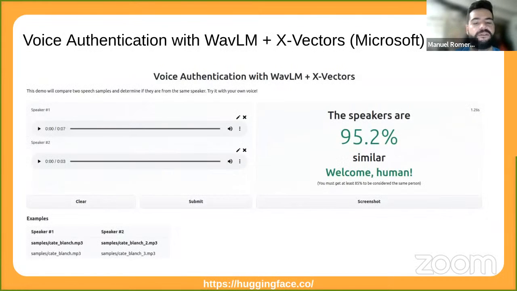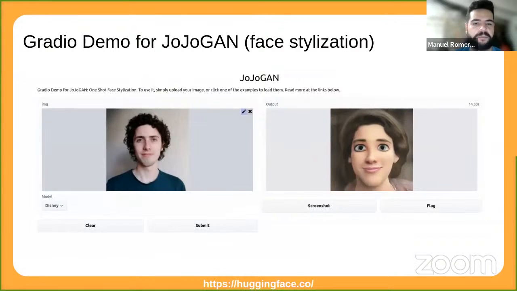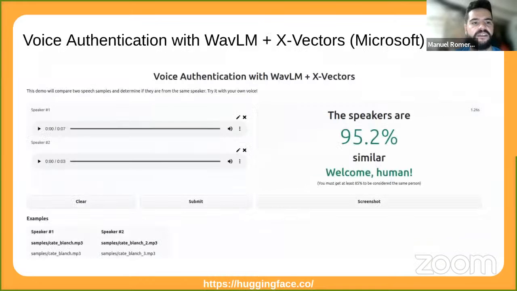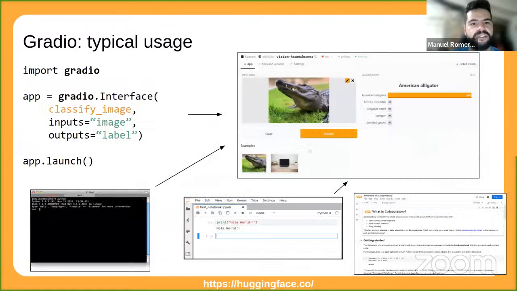Here we have seen images. We have seen text. Here we have also a demo for audio. In this demo, we can compare two voices to check if it's the same speaker. We can implement a kind of authentication system based on the voice with this.